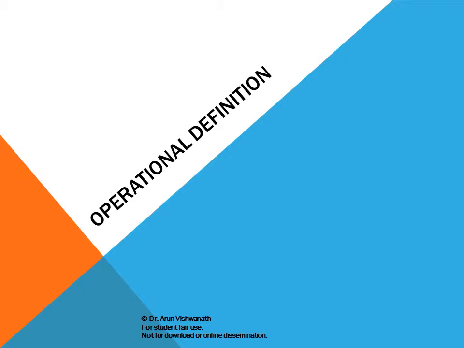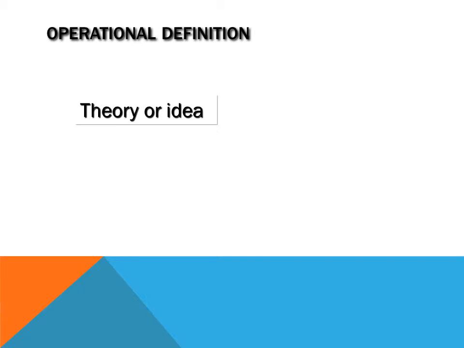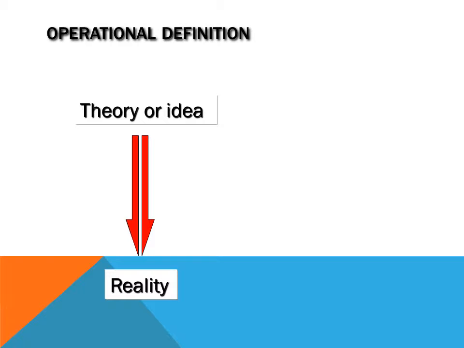In this lecture, I'm going to talk about operational definitions. To begin with, an operational definition is the way in which we convert a theory or an idea into reality. So in the social sciences, we deal with what are called constructs. Constructs are concepts that are developed by scientists.